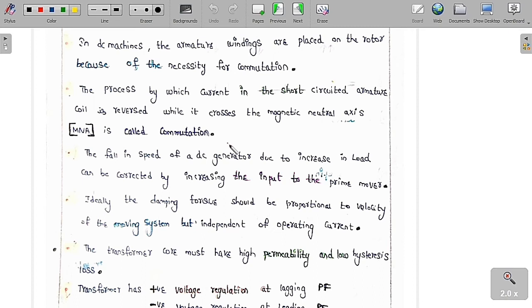In that time, the armature coil is going to get short-circuited. So it has to change its direction from positive to negative. This should happen only in the magnetic neutral axis. Otherwise, what is going to happen? Then definitely a spark is going to occur. If it happens in that time, then we can say commutation is successful. Otherwise, we say the commutation is a failure, and a spark is going to occur.